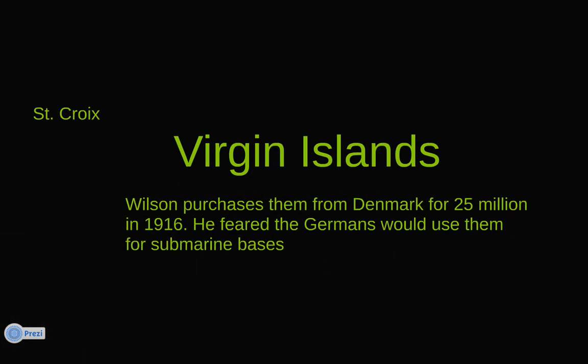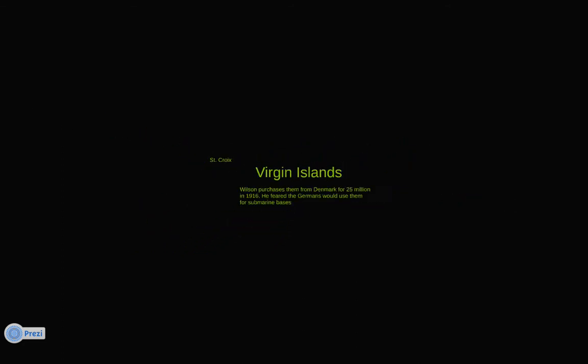And then the second last of these, I forgot about the Virgin Islands, is the Virgin Islands. So these 2 islands here and this one were purchased by the United States. This is the island of St. Croix where I wrote this text. Woodrow Wilson purchases the islands of St. Croix, St. John, St. Thomas from Denmark for $25 million in 1916 because he feared that the Germans would use these islands for submarine bases. These islands are still United States territories today, but it just shows you how paranoid, if you will, the United States was about European influence in the Western Hemisphere.